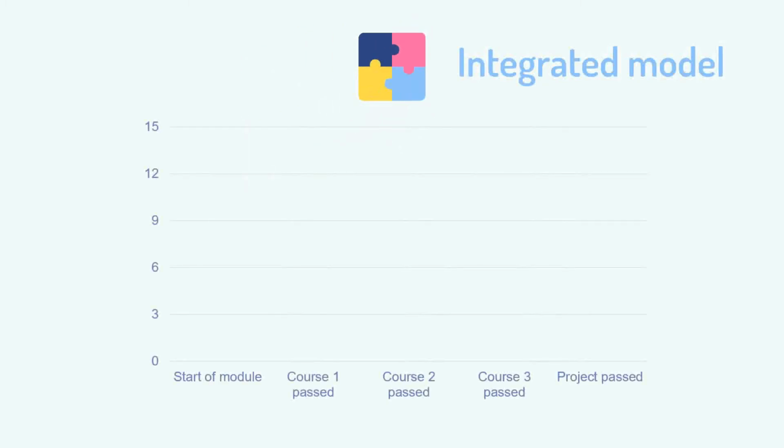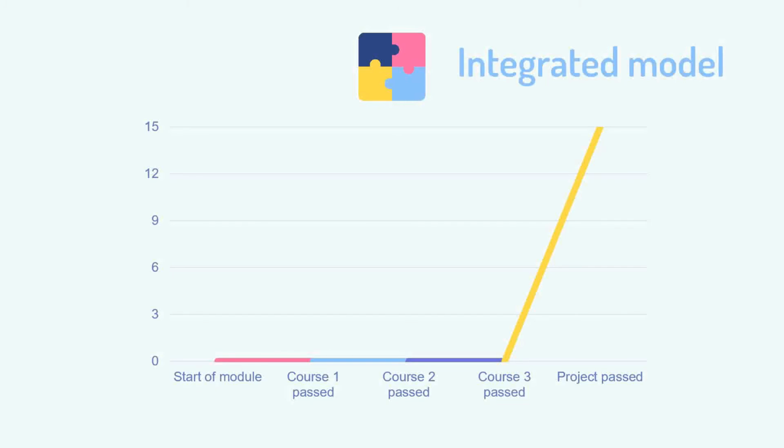Initially, you have 0 EC at the start of the module. You pass course 1, but at this moment you still have 0 EC as course 1 is not a study unit. The entire module is a study unit. So you still have 0 EC. Then you pass course 2, and at this point you still have 0 EC as course 2 is also not a study unit. The same goes when you pass course 3. Even though you pass all courses up to now, you still have 0 EC. Next, you pass a project as well, and now you get all the 15 EC for this module, because you pass everything in the module.